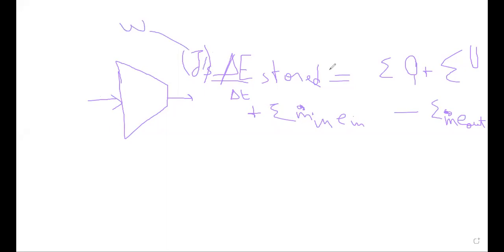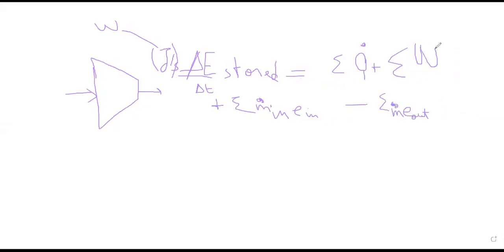So we have rates. So rate of energy stored plus sum of rate of heat plus sum of rate of work W dot plus sum of m dot in e in, so the mass flow rate coming in bringing energy, minus sum of m dot out e out. Now how can we combine terms in order to include the enthalpy?